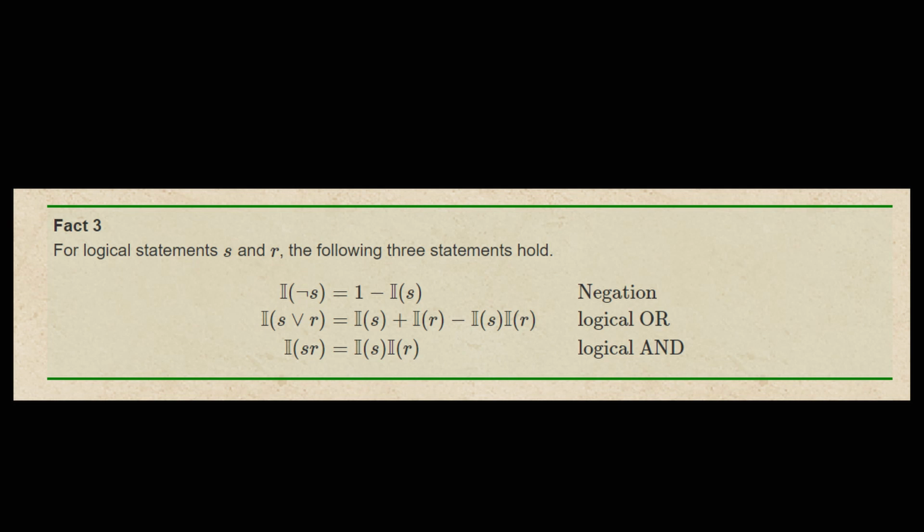First, the indicator of the negation of S is 1 minus the indicator of S. The indicator of S or R is the indicator of S plus the indicator of R minus the indicator of S times the indicator of R. Finally, the indicator of S and R is just the indicator of S times the indicator of R.